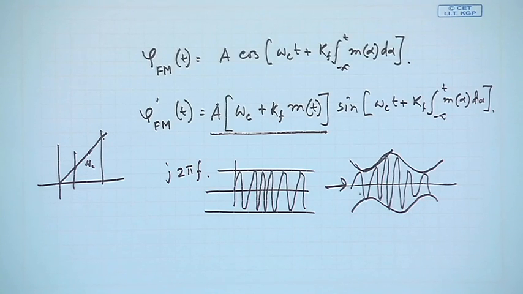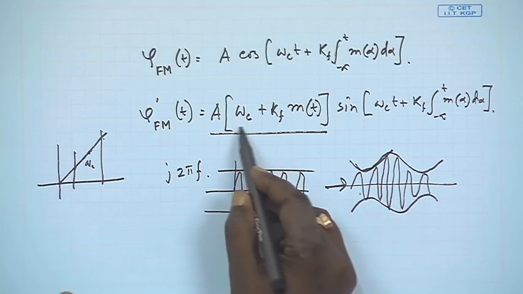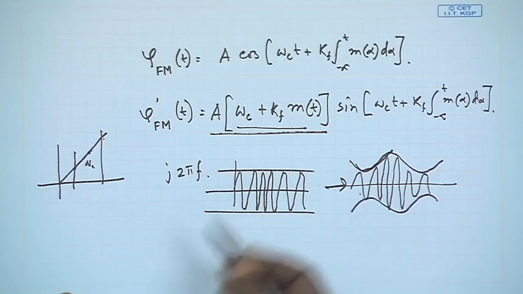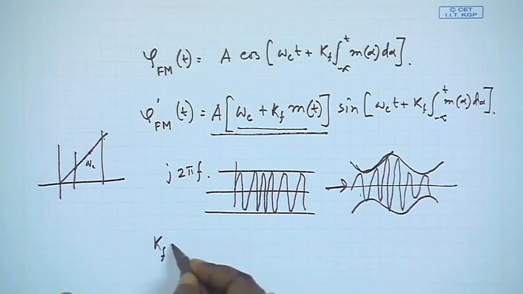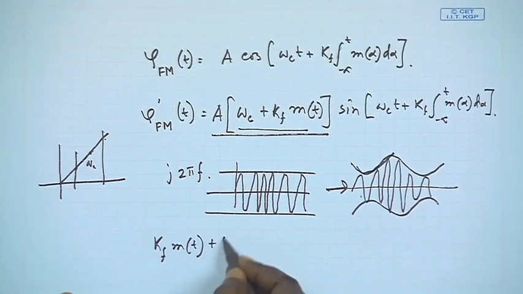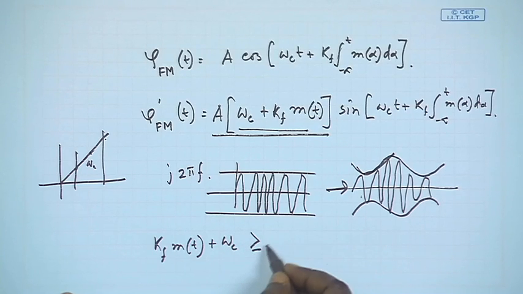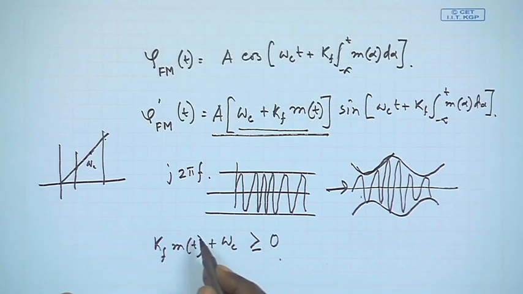As long as I can ensure that the envelope detection gives me a signal back, as long as this is not doing a zero crossing. We have already learned that in AM modulation. So, what is the condition that this will not be crossing 0? If this remains always positive, that means I have to write Kf m(t) plus omega c must be greater than 0, right. This is something I will have to write.